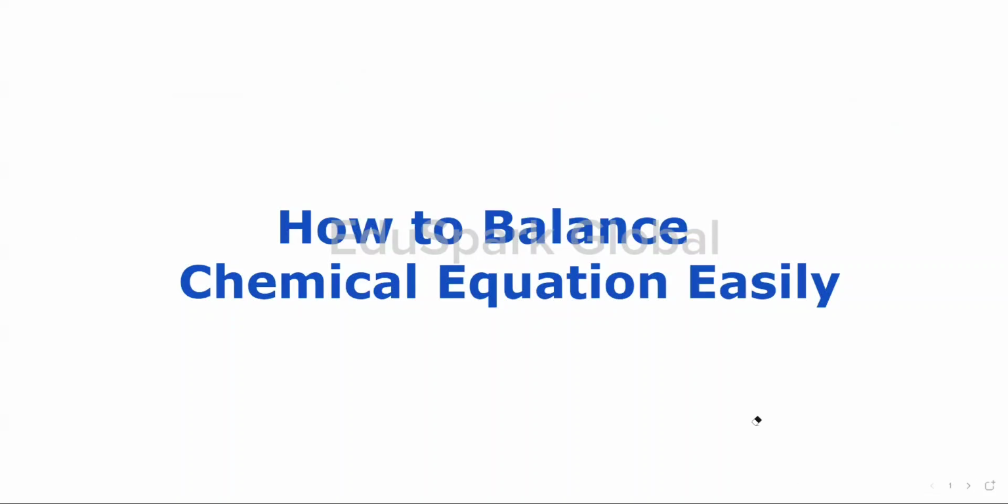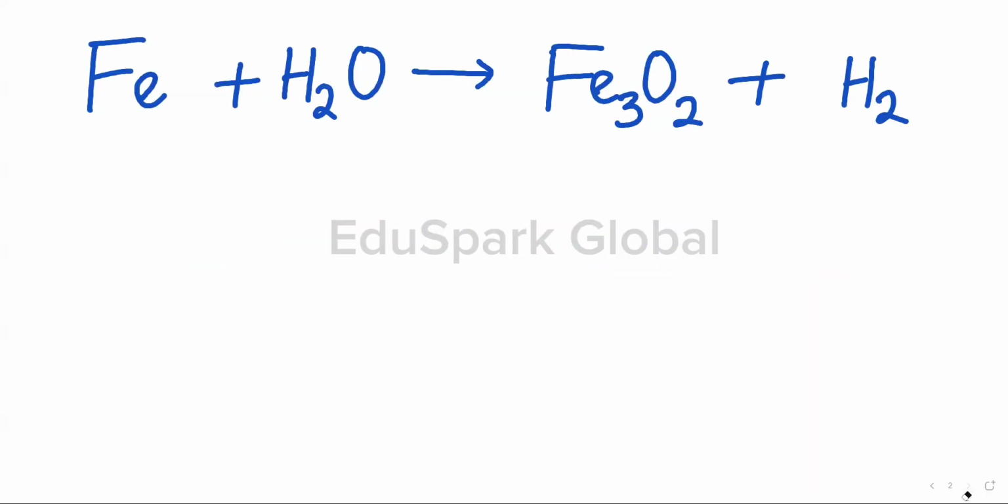In today's video, I'm going to be showing you how to balance chemical equation easily. We were given this equation and asked to balance it. The first thing you do is to identify all the elements you have on the left-hand side of the equation, which is the reactant side.